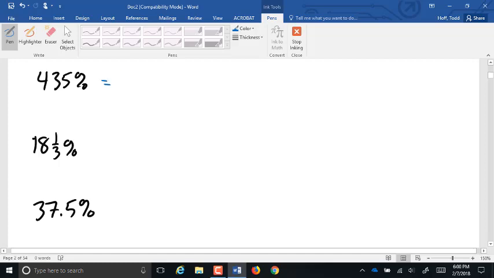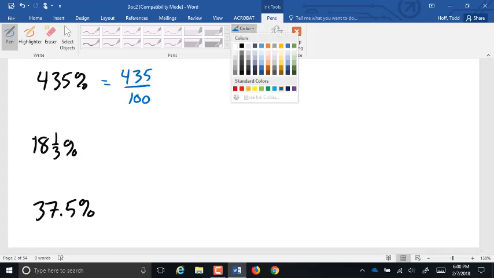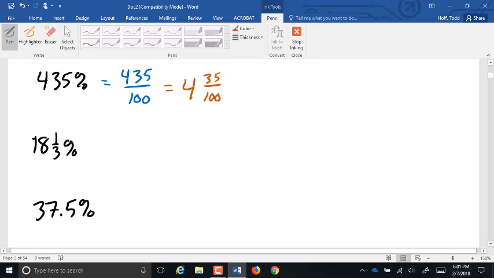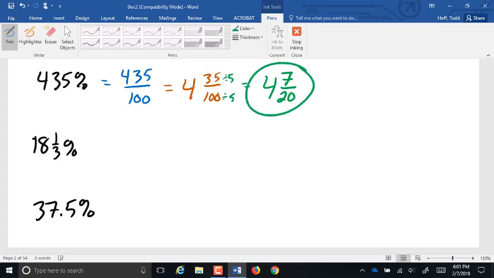So 435%. Remember, percent is always over 100. We can split that up. 100 goes into 435 4 times. And there's 35 left over. What can that be reduced by? 5. Good. 35 divided by 5 is 7. 100 divided by 5 is 20. And don't forget the 4. 4 and 7 20ths.